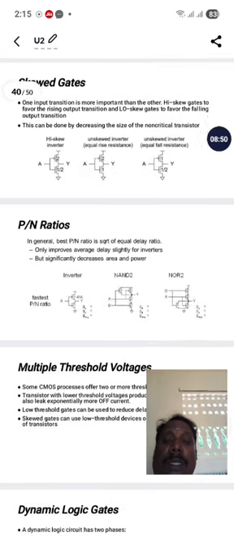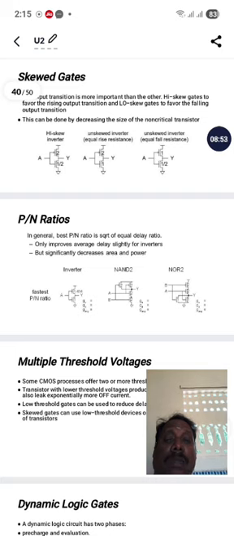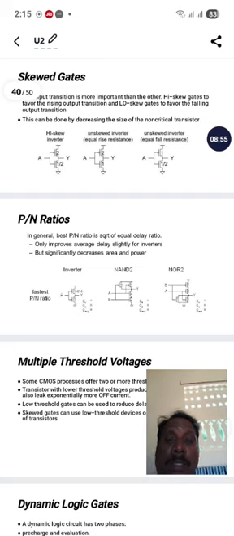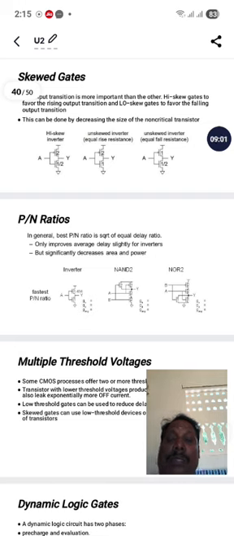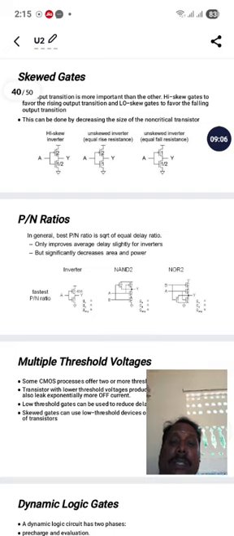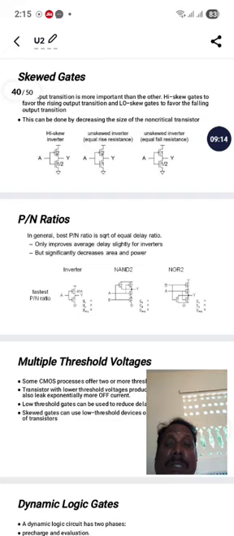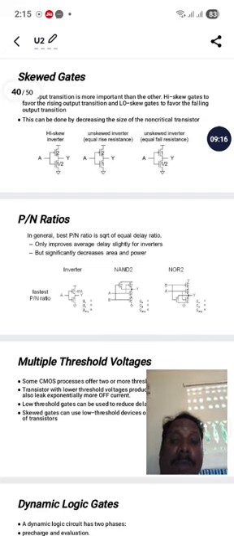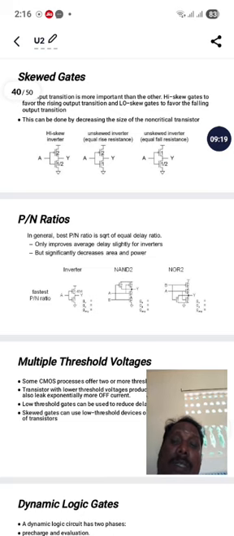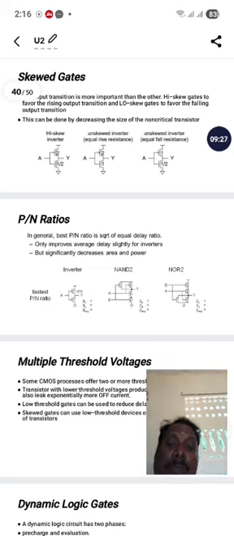Then the P-N ratio. In general, the best P-N ratio is the square root of the equal delay ratio. It only improves average delay slightly for inverters, but significantly decreases area and power. So by using exactly the right P-N ratio, we can get the above-mentioned benefit, that is, significantly decreased area and power. Here three diagrams were given about the P-N ratio, in which the fastest one is the inverter, then NAND, and then NOR.